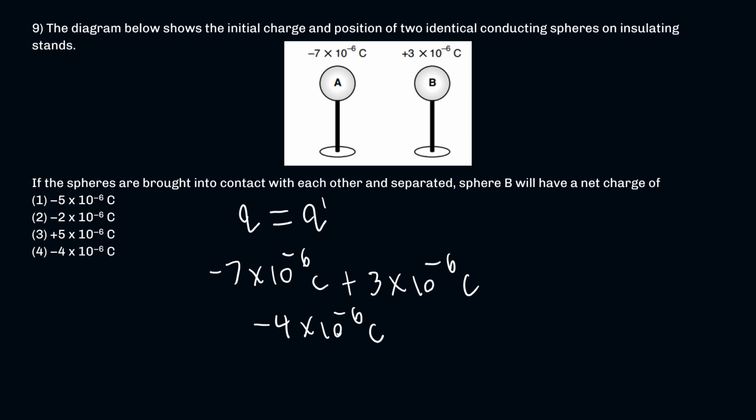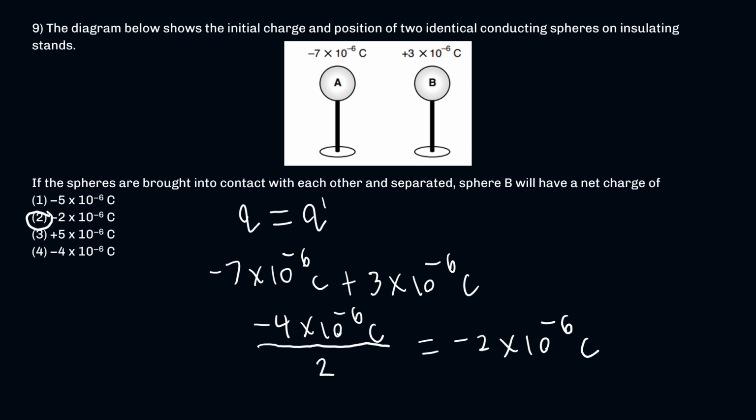And again with this, I want the charge to spread as evenly as possible. So since I have 2 of these conducting spheres, I divide this number by 2, and I get the charge on each of the spheres. So divide by 2, -4 over 2 essentially is then going to give me -2 times 10 to the -6 coulombs, which is going to be answer choice 2.